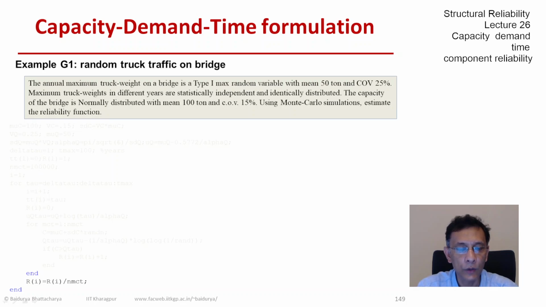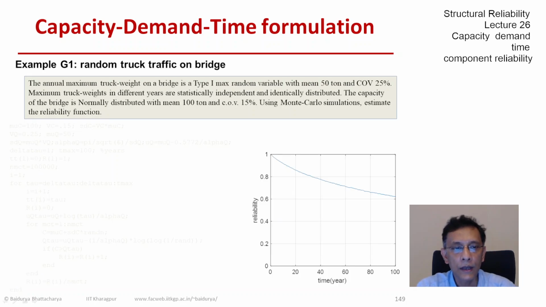And let's see how the results look. So we have a reliability function that starts from 1 and slowly drops off to lower and lower values. Obviously, something like a 60% reliability is too low for a structural member. But this is just for illustration purposes. If it was a real structural member, then we probably would need to redesign this structure.